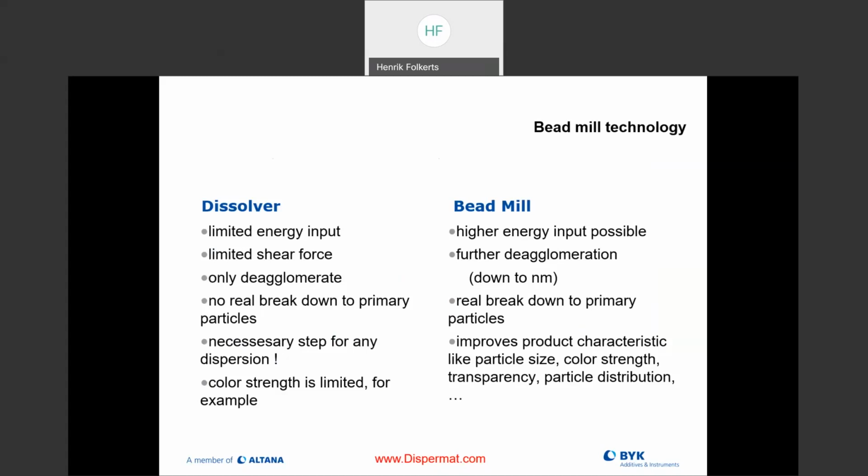It's critical, again, for every dispersion step to first use a dissolver. And then if I only use a dissolver, obviously my particle size is large, and therefore my color strength is limited, my gloss will be reduced, and I have other appearance issues if I don't do the media milling. Okay.